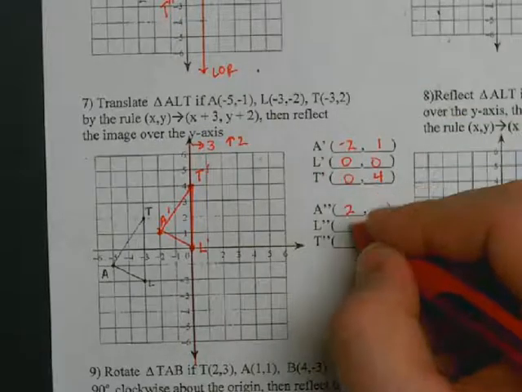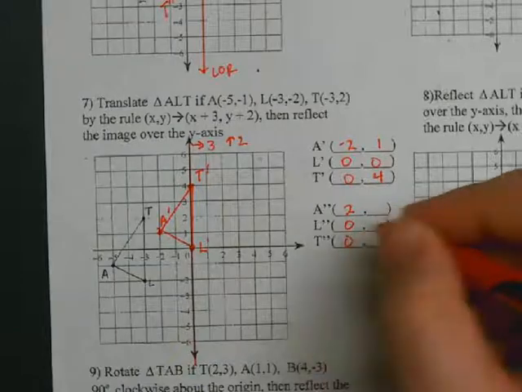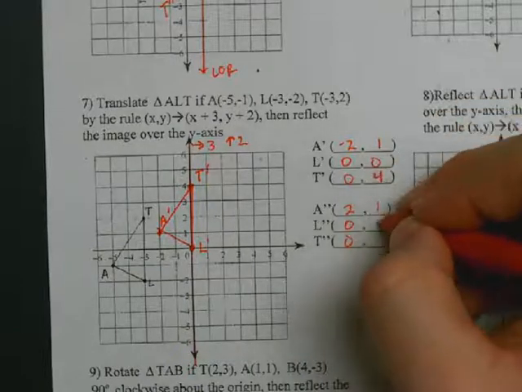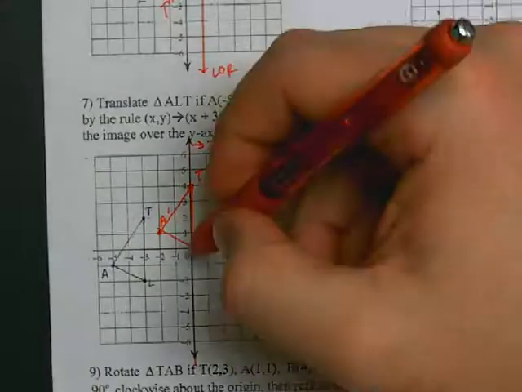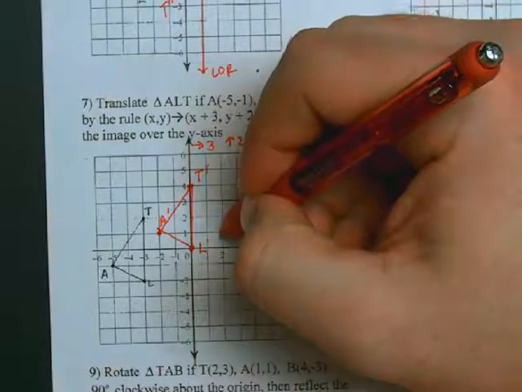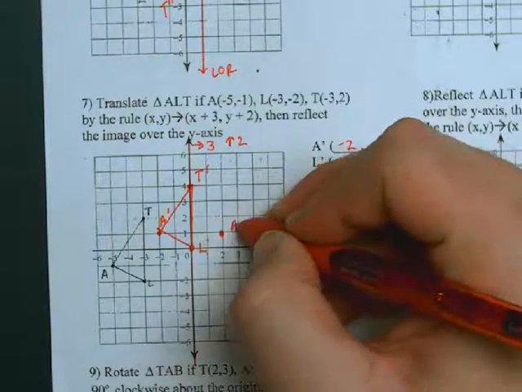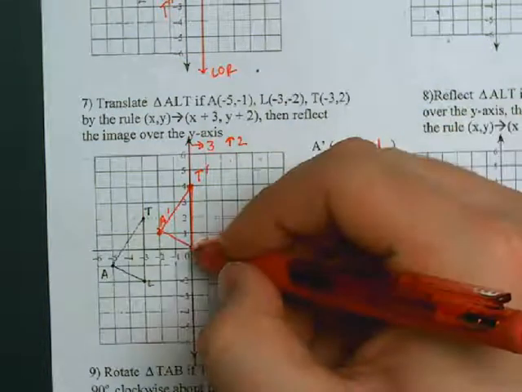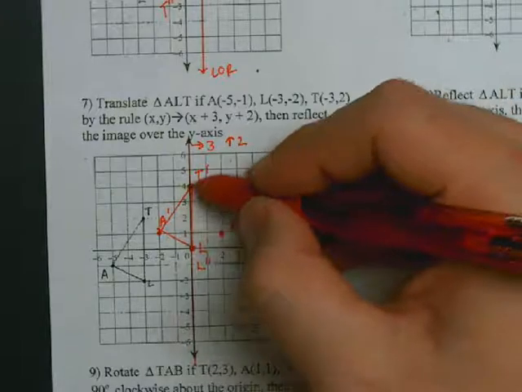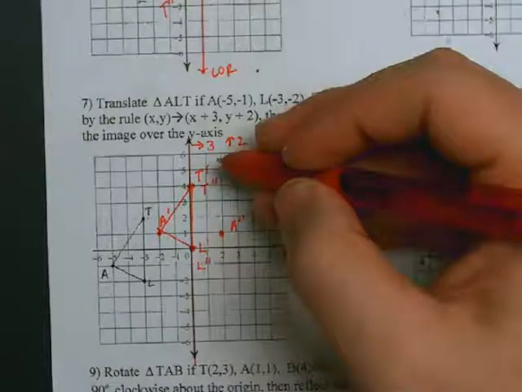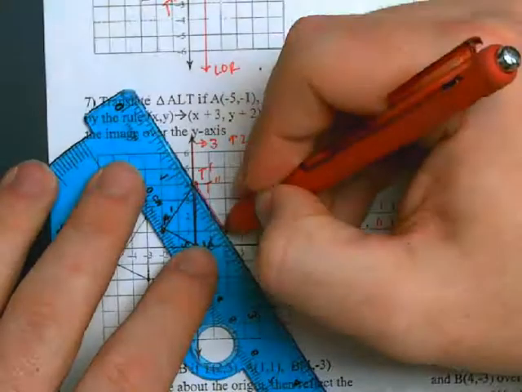So this should be 2, 1. 0 doesn't change its sign. That's your A prime prime. L prime prime is 0, 0, so the same as that. And T prime prime is 0, 4, which is the same thing as that. So you're just going to connect that here.